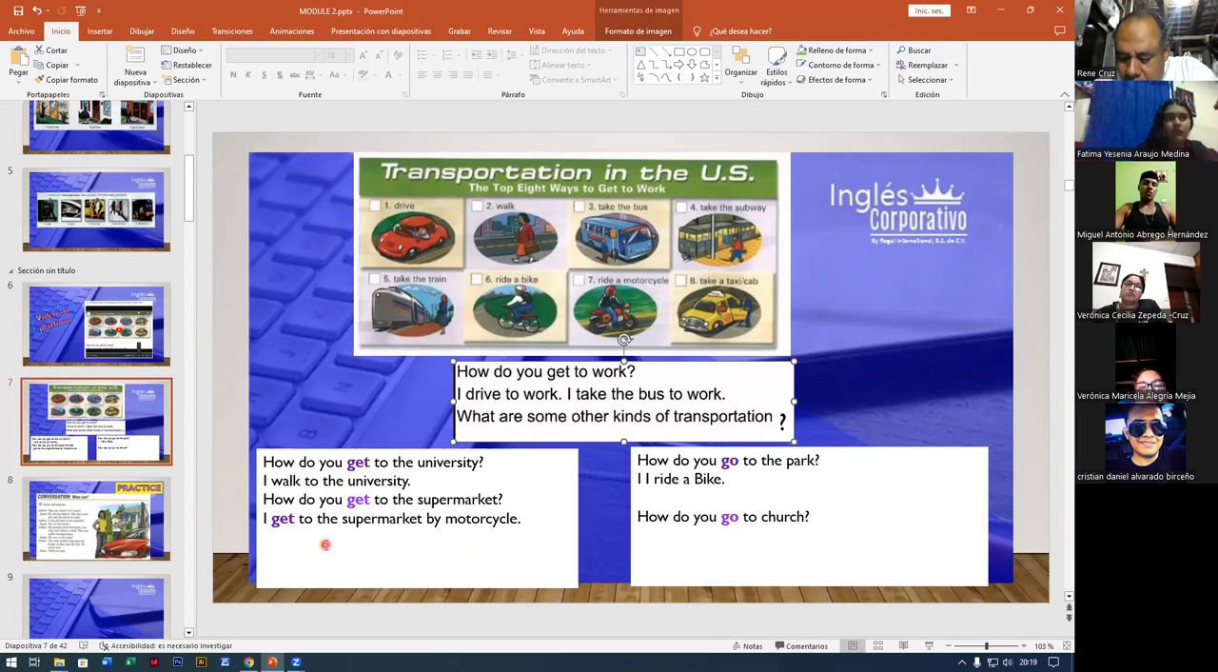I drive to the supermarket. All right, that's good. Look at that. Here we have two options. We have two options to express the manner how we arrive to a place.